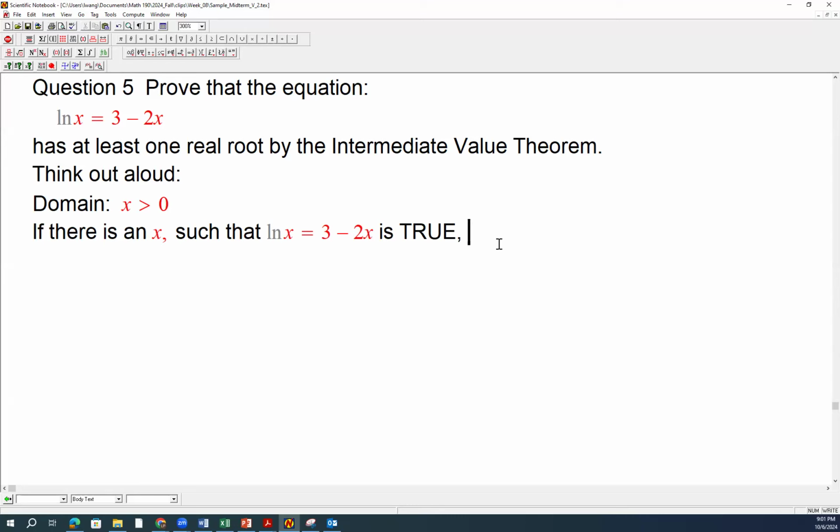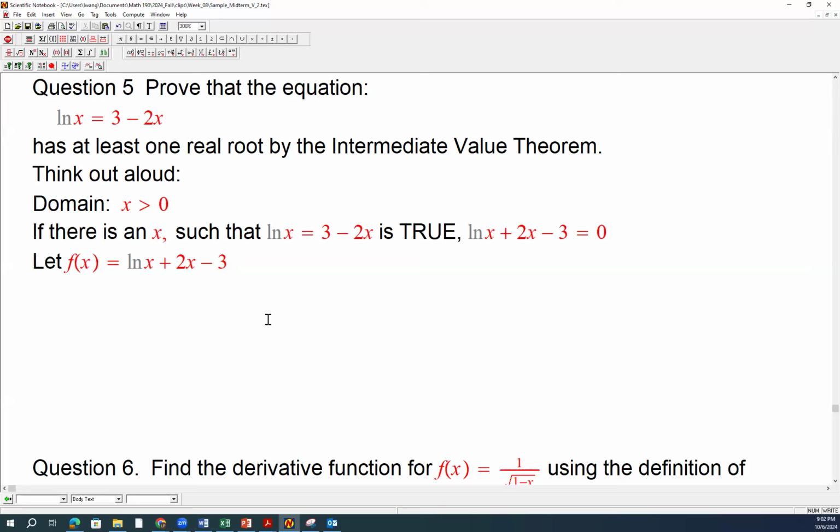So you can move everything to one side. So we can have ln(x) plus 2x minus 3 equals 0 because, if this is true, then this is true. So this will give us the clue to construct the function. So let the function be f of x. We're going to choose this piece as our function. Don't attach the 0. We talked about it before.